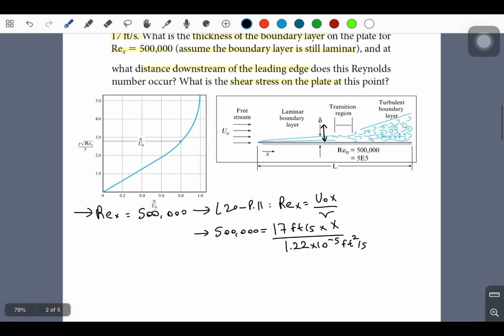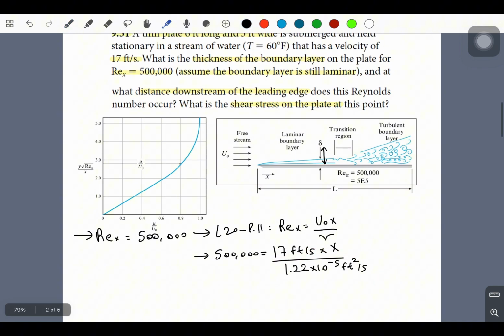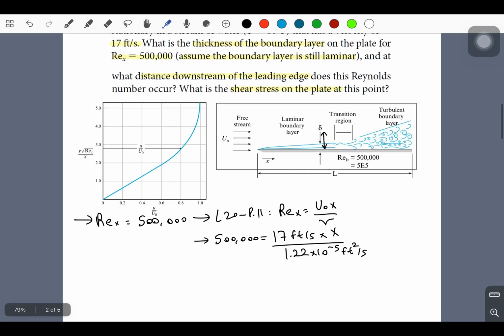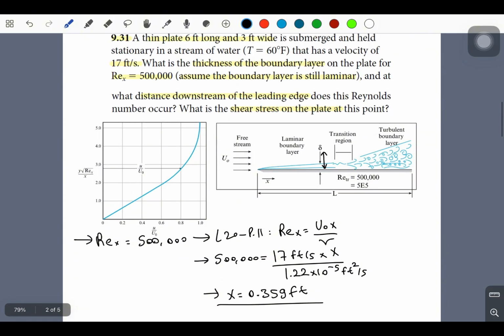And this viscosity is coming from tables. I think table A something. So you can get it from that. And from here, the x distance is 0.359 feet. So we answered this question, which is the distance downstream of the leading edge. So for example, we can say this distance is 0.359 feet.